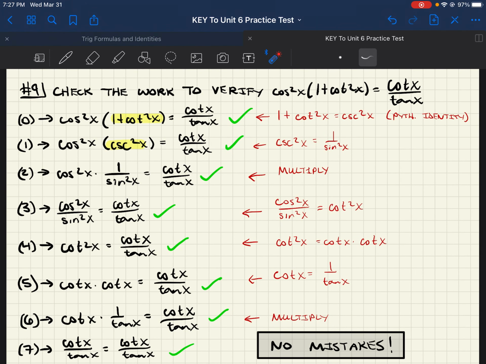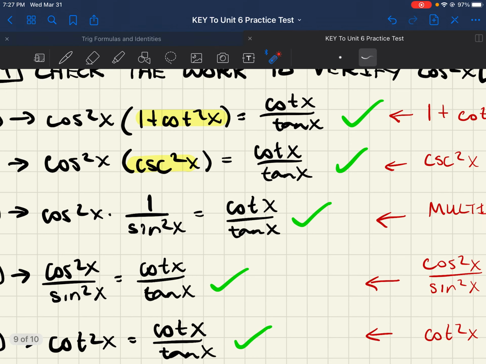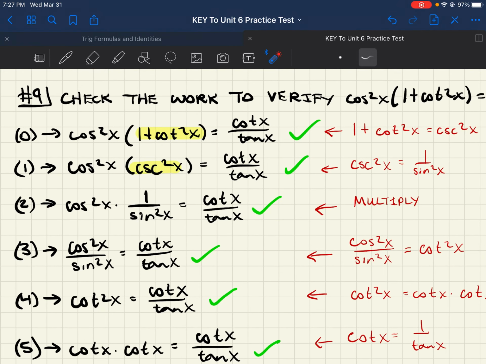All right, and then numbers 9 and 10, these are the last 2 problems. These are going to be check the work kind of problems. For this one, we want to check the work that the student did to verify that cosine squared of x times 1 plus cotangent squared of x is equal to cotangent of x divided by tangent of x. So let's see if they did the steps correctly. First, line 0. Line 0 is just did they copy it down correctly, which they did.